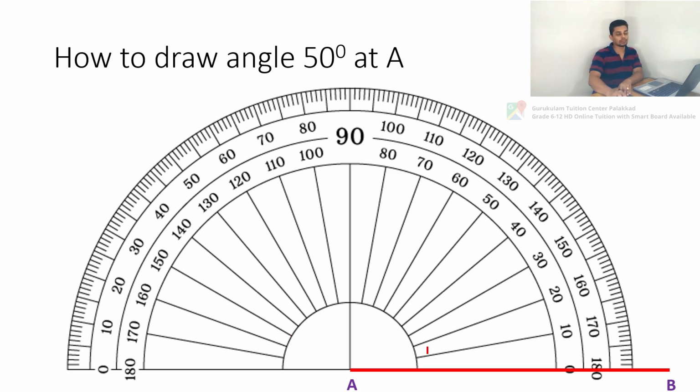Now we have to measure 50 degrees. This line AB is lying on the right hand side of the origin, or the right hand side of the protractor, right? So we are going to measure from this side. When we measure from here, this is 10, 20, 30, 40, and this is 50, right? So make a point here, C. Now connect the point A and C. So we will get a line like this. This is our 50 degree angle at the point A.